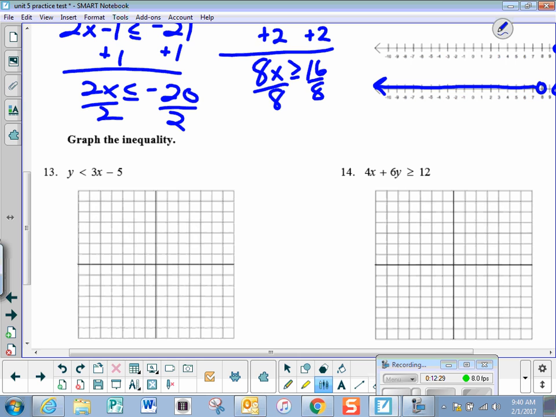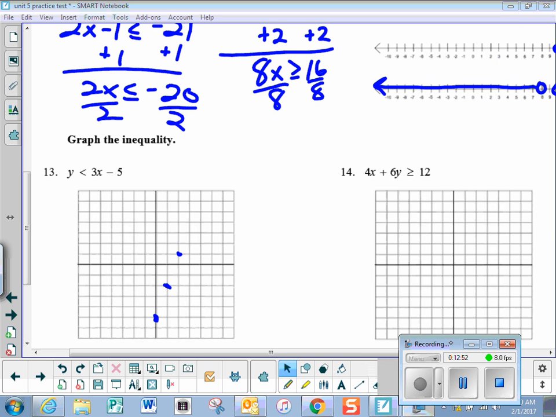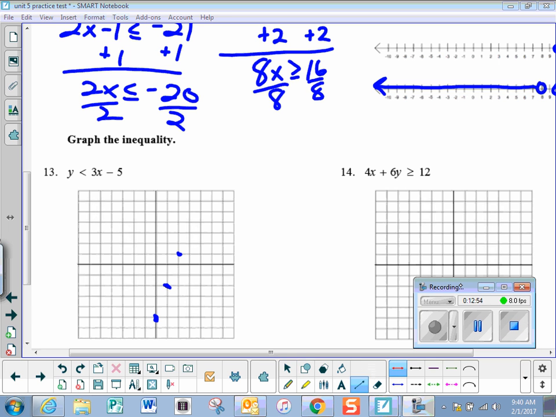So when we're graphing linear inequalities, we first graph the line, and then we go ahead and shade correctly. So first thing I do is I know that I start at negative 5, and then I'm going to rise 3, run 1, because that's the slope. And I know that it is a dashed line because it's only less than, it's not less than or equal to. So I'll use green, and put it where it goes.